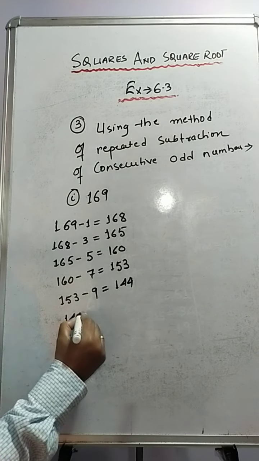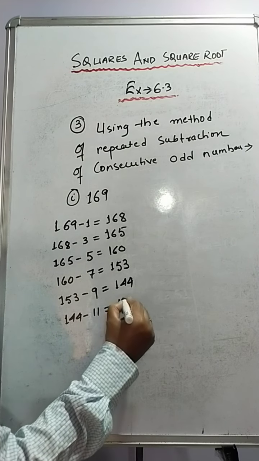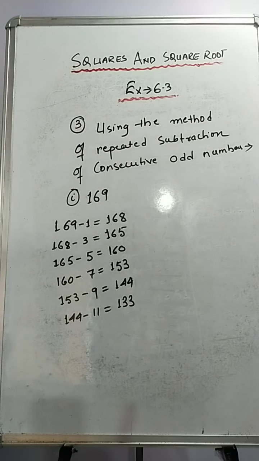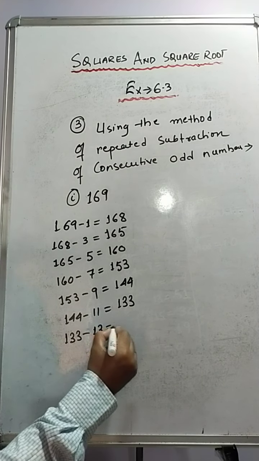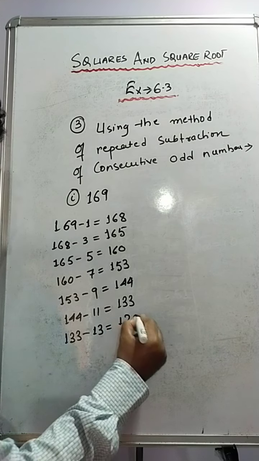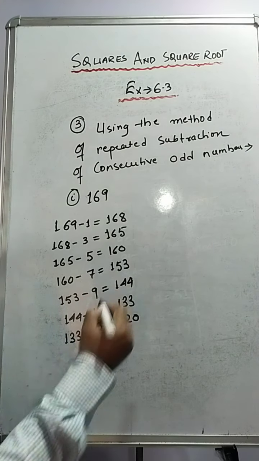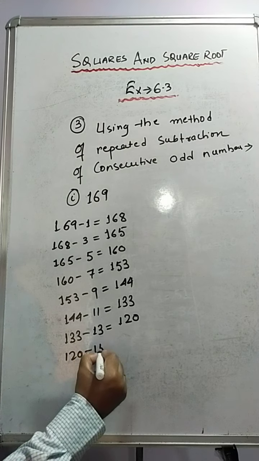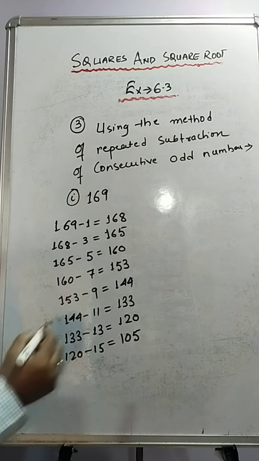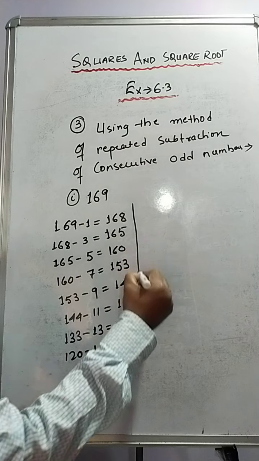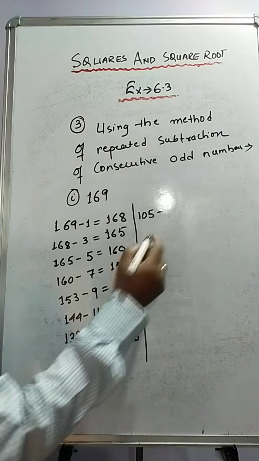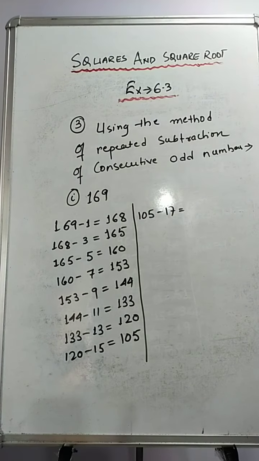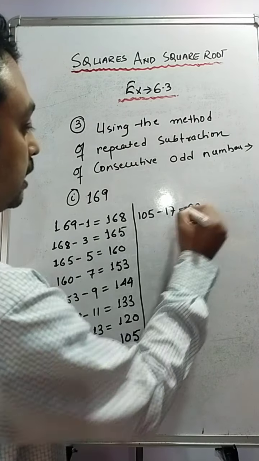Now 144 minus 11, 133. 133 minus 13 will give 120. 120 minus 15 will give us 105. Now let's do the next part here. 105 minus what will be the next odd number? 17, isn't it? So 105 minus 17 will give us 88.